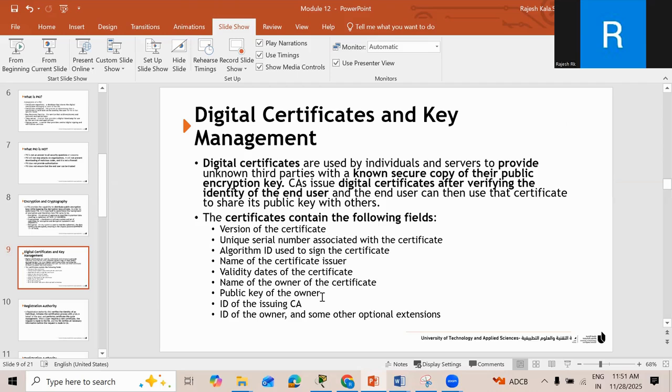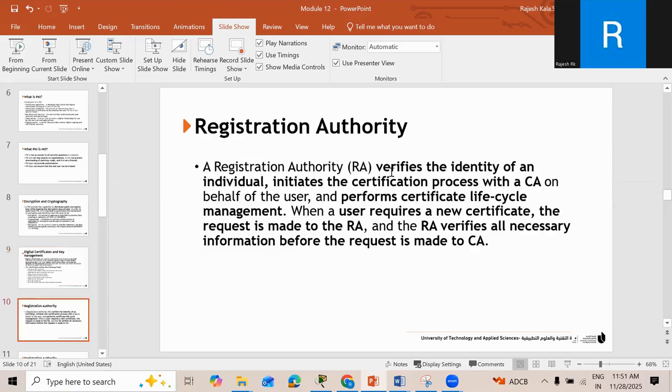So every user will have a public and private key, and a public key. The ID of the issuing CA: who is the one issuing the certificate? What is the ID of the certificate authority? The ID of the owner: what about the user ID of the owner who has the certificate now? Like this.